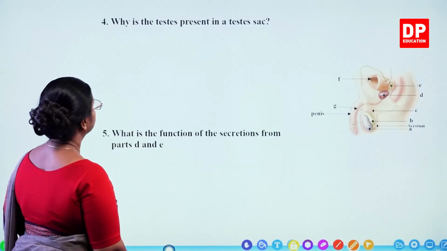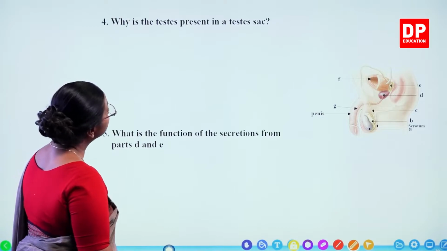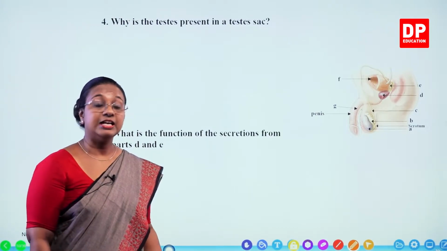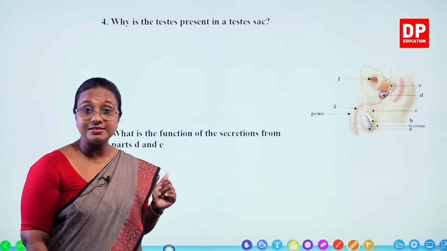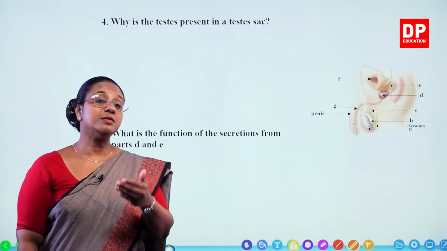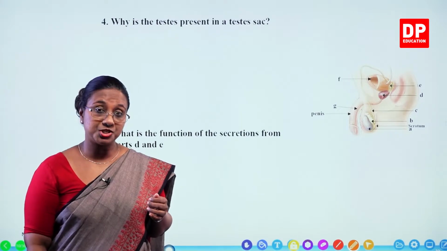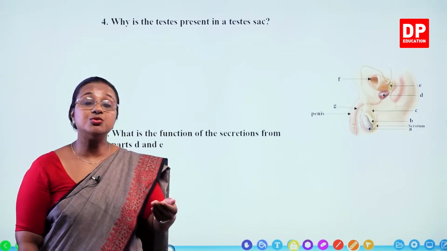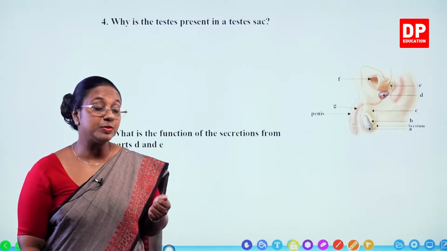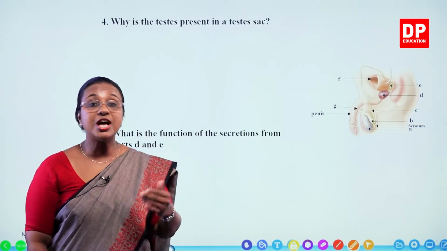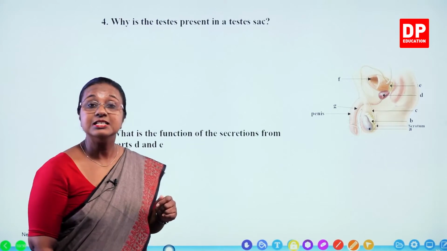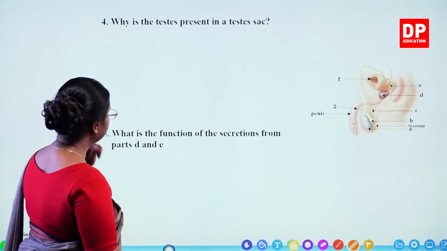The next question. Why is the testis present in a testis sac? We have answered this type of question before also. What is the reason? The production of sperms is sensitive to temperature. So, the body temperature is too high for the production of sperms. Therefore, it has to be stored outside the body inside the testis sac. So, that is the reason.